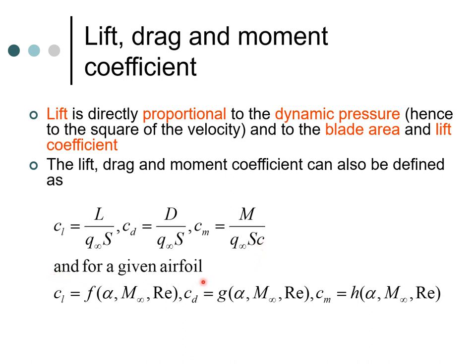And for a given airfoil section, CL is a function of alpha, M, and Reynolds number; CD is another function of alpha, M, and Reynolds number; and CM is another function of alpha, M, and Reynolds number. Always remember that many people think these are just functions of alpha, but they are actually functions of alpha, M, and the Reynolds number, okay?